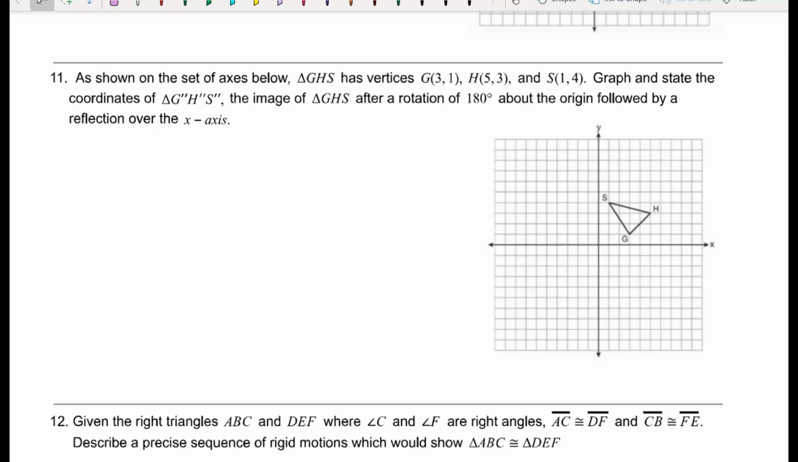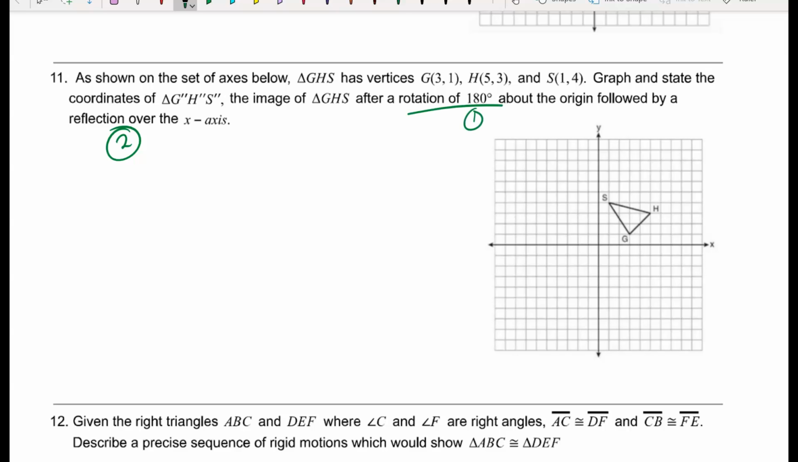Number 11. As shown on the set of axes below, triangle GHS has those vertices. Graph and state the coordinates of G double prime, H double prime, S double prime, the image of my original triangle after a rotation of 180 degrees, followed by a reflection. So the followed by is going to be the second thing. That's going to be the second thing I do.